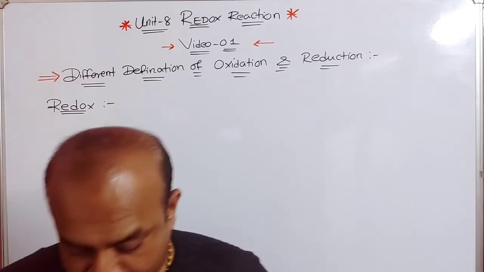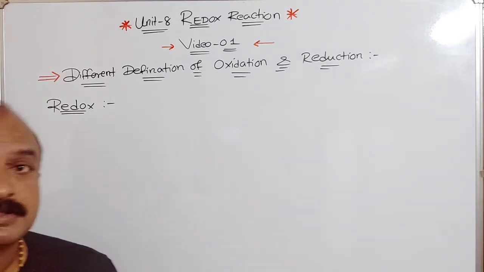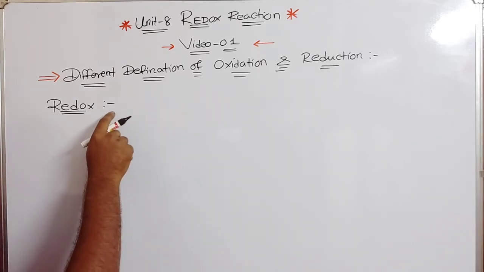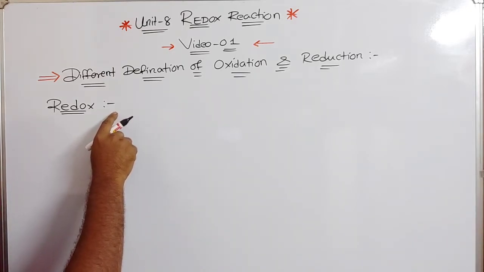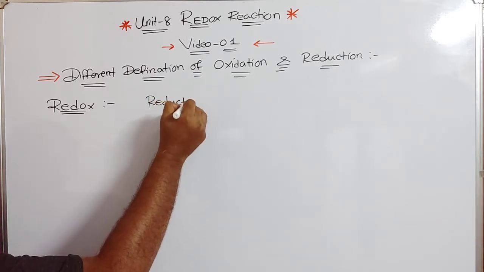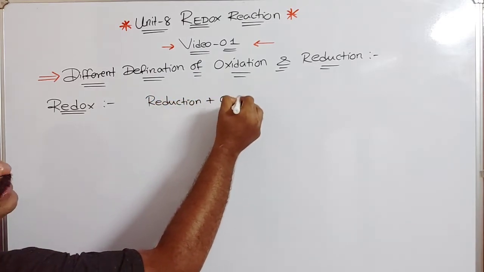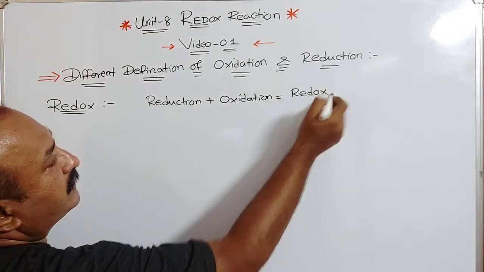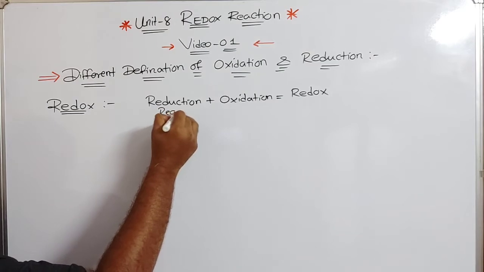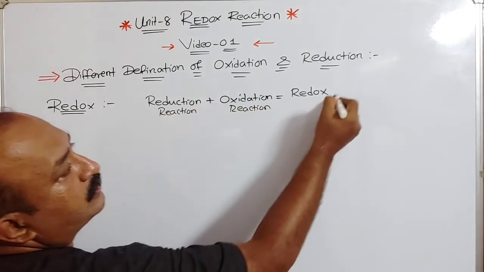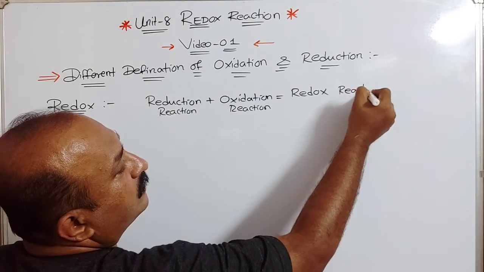Clear? So now, oxidation, before starting that, we know redox reaction. What is the meaning of the word? The word redox is the addition of two words, that is reduction plus oxidation. Reduction reaction plus oxidation reaction is equal to redox reaction, right?